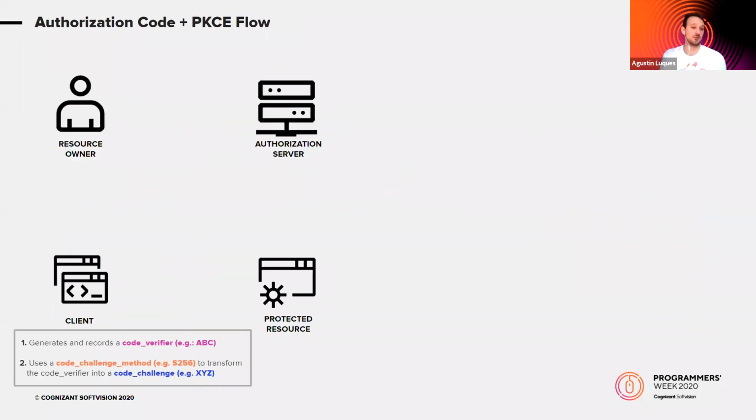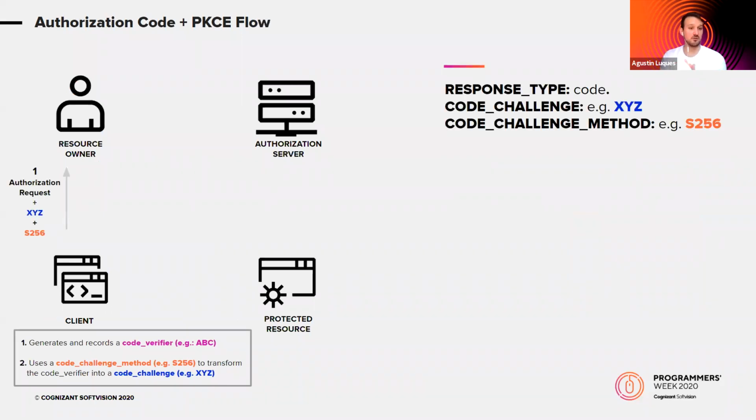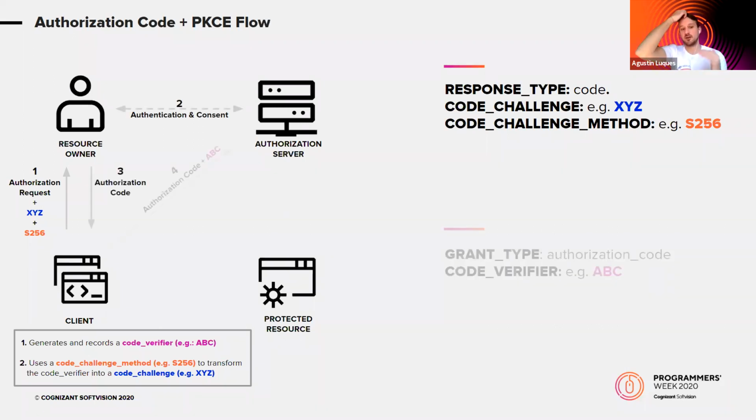The flow will not change. It will basically be an authorization code flow, but it will include new parameters. Here, when the client redirects the user to the authorization server, it will randomly generate a code verifier and use a hash method to hash this code verifier and generate a code challenge. This code challenge method and code challenge will be sent to the authorization server, and the code verifier will be saved for later use.